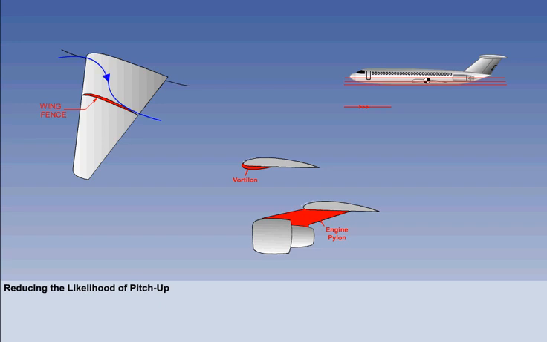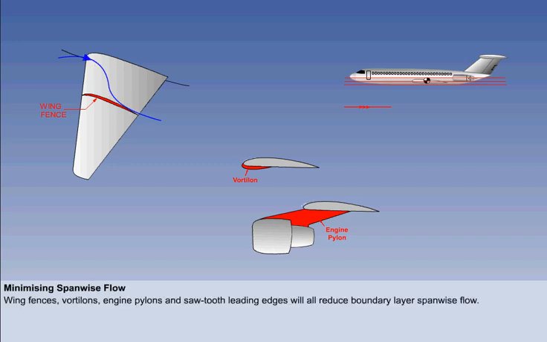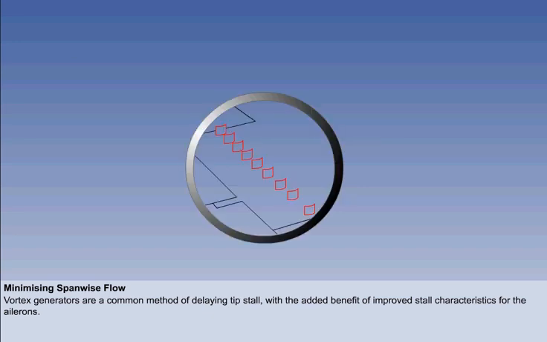Several devices and design features that can delay the tip stall by various means were described in the last lesson. Methods of reducing the spanwise movement of the boundary layer include wing fences, vortilons, engine pylons, and sawtooth leading edges. Vortex generators are a frequently used design feature that not only delay tip stall, but also improve stalling characteristics by maintaining aileron effectiveness down to lower speeds.